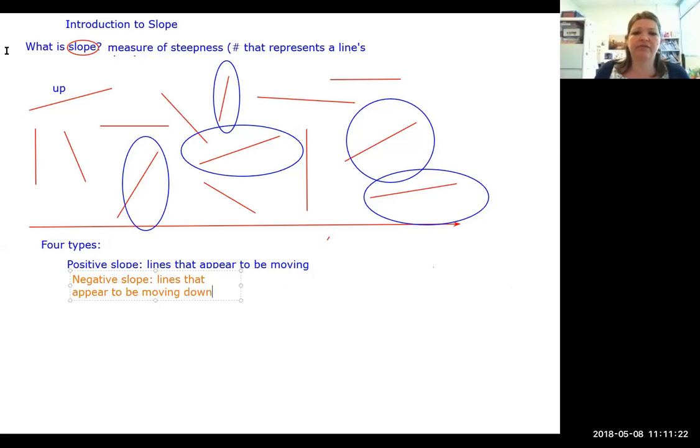Okay, so let's go find ourselves some of those. Do you see any lines that appear to be moving down? I sure hope you do. I feel like Dora the Explorer right now. Where are the down lines? Anyway, sorry. Can you tell I have kids, y'all?